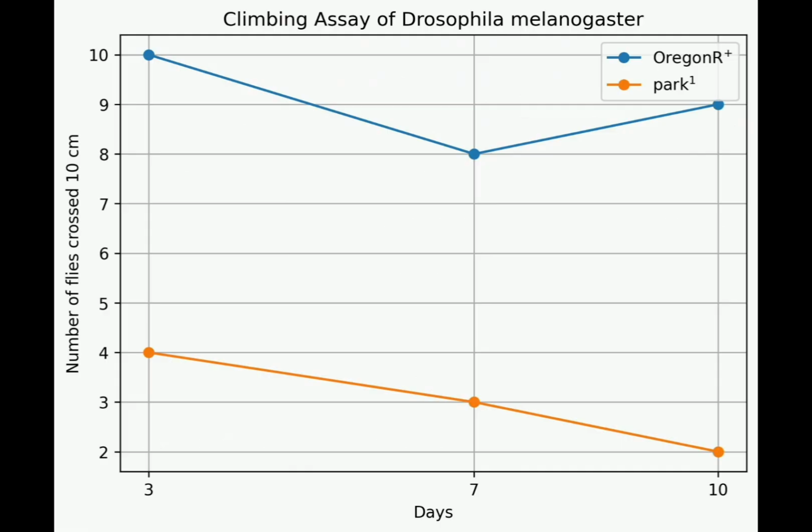In this graph, the x-axis showing age of flies and the y-axis showing the number of flies that cross the 10 cm mark. Also, the blue line showing the locomotor ability of Oregon R plus and the orange line showing locomotor ability of Park 1 mutant. You can also observe here that the locomotor ability of Park 1 mutant declined progressively with age of fly.